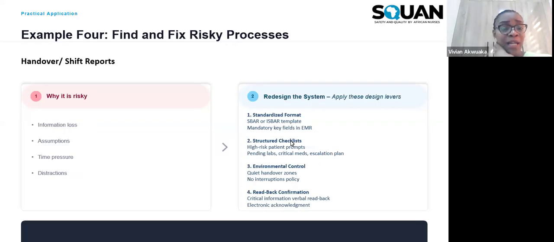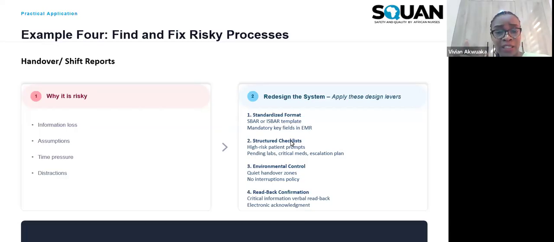The other one is handing over and shift reports. That's another risky area where things can go wrong, because if you're not communicating the correct information, the patient can get harmed, okay? Why it's risky is because you can lose information, people can make assumptions, and time pressure is there as well. Oh, we're attending to patients, we want to go and do handover. Oh, the patient needs me. Because of that time pressure, you are only communicating half of what you need to communicate. There are sometimes also distractions. That's why it's risky.